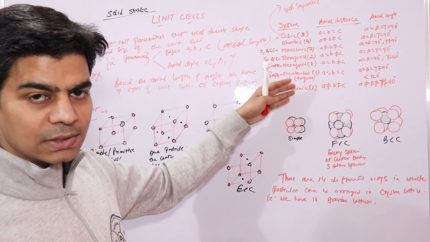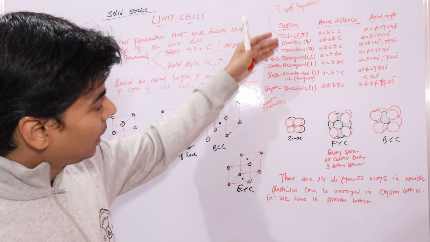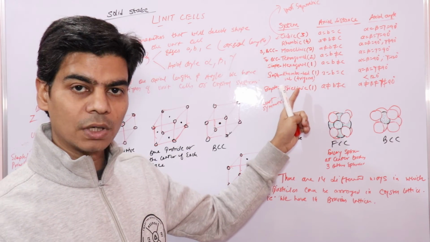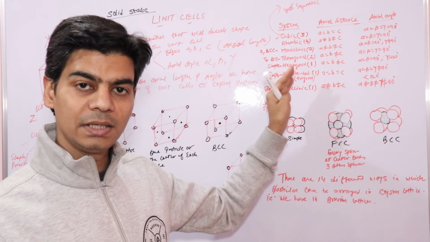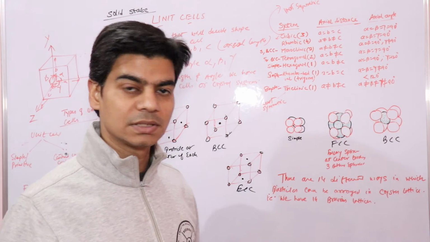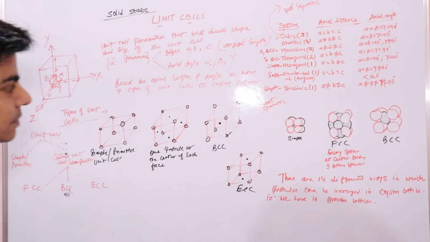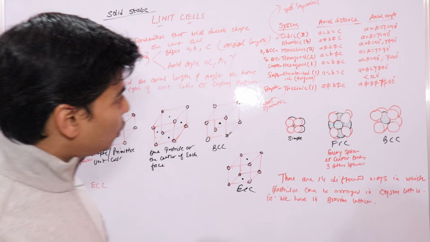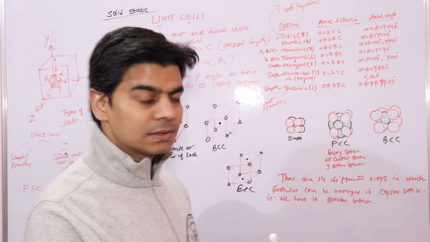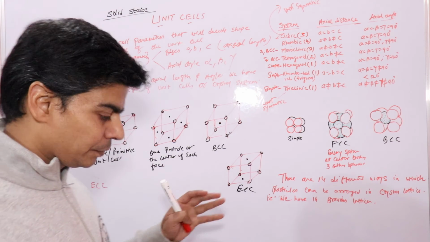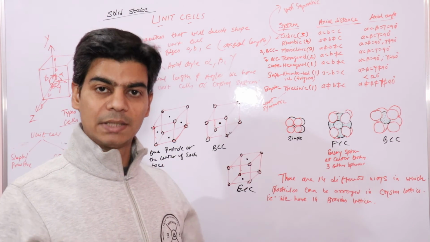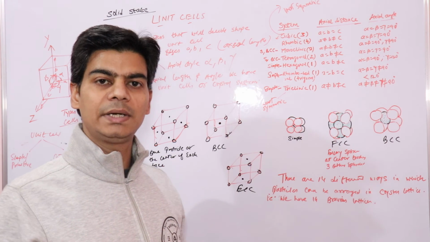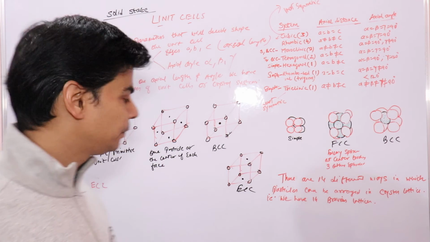So these are the 7 crystal systems, and any crystal will belong to one of these 7 crystal systems. Now, coming on to what lattices are: a lattice is the arrangement of particles in space in 3 dimensions. The arrangement of particles in 3 dimensions will give you a crystal lattice.